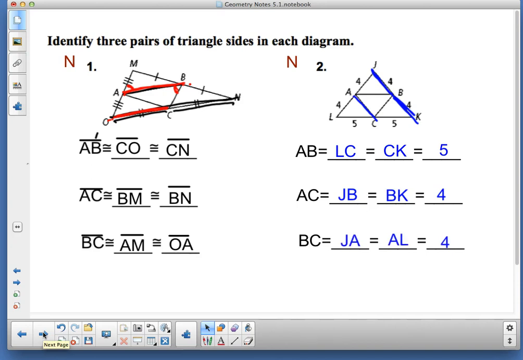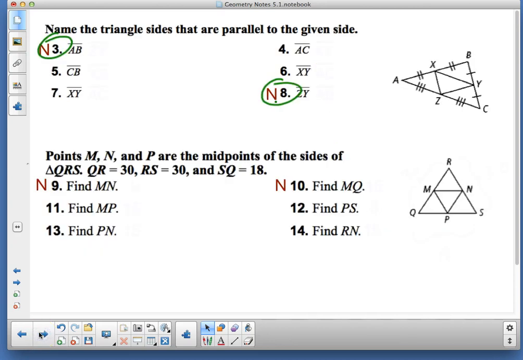Are these making sense? Now, when I'm talking about things being parallel, I know that AB is parallel to LK. It's also parallel to LC and CK, but I really look at the big long length as we're talking about this. And I say that because that's what I'm expecting you to answer next. Do 3 and 8, please. They'll be great.